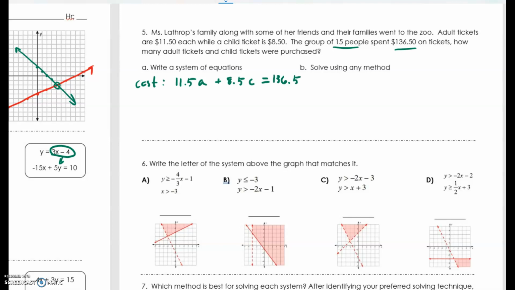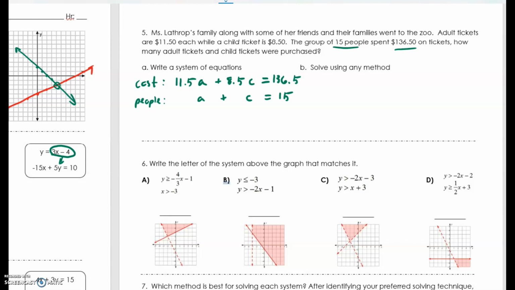All right. Now we've got to do the number of people. Now this equation's a lot simpler. There's not much information about it, but if you think about it, there's only two types, right? There's adults, and then there's children. If you add the adults and children, there has to be how many? Well, the group's 15, so there's going to be 15 in the group. So there's my system. That's the first part, part A, write the system.